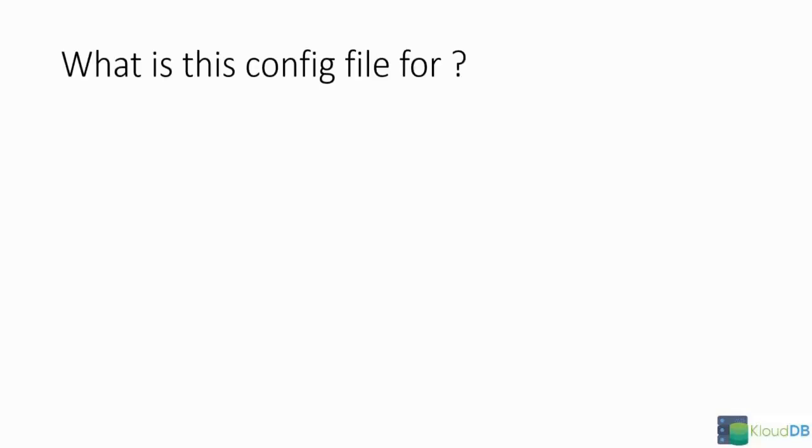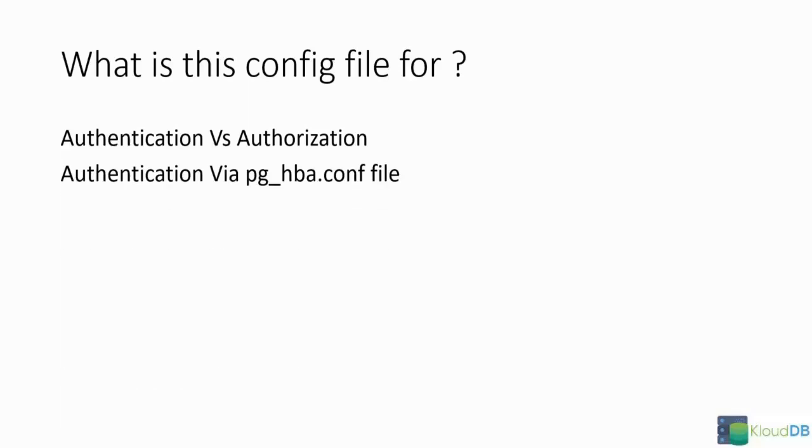In this video, we're going to look at a very important file in Postgres called pg_hba.conf. What is this config file for? For user access control. There are two terms that are commonly used by people, which are authentication and authorization. Authentication is via the pg_hba.conf config file in Postgres. Authorization is via roles and privileges.